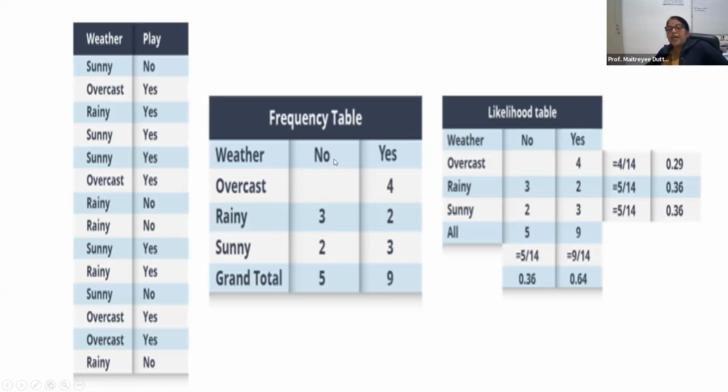No and yes. If the weather is overcast, then we can play, 4 are yes. If it is rainy, then 3 are no and 2 are yes. If it is sunny, then 2 are no and 3 are yes. So total how many no's? That is your 5. How many yes? That is your 9. So what is the probability of yes? That is 9 by 14. What is the probability of no? That is 5 by 14. That we have found out. Why 14? 9 plus 5 is 14. So probability of yes is 9 by 14 and the probability of no is 5 by 14, right?